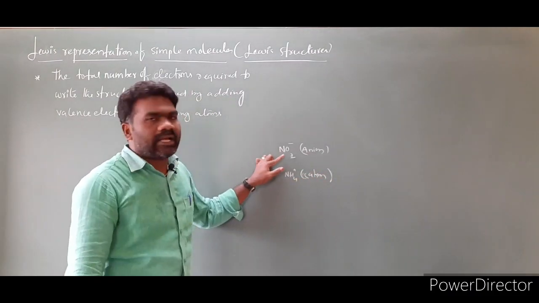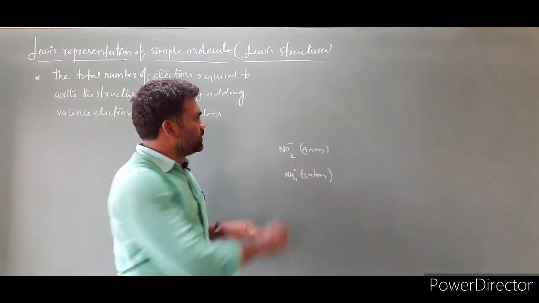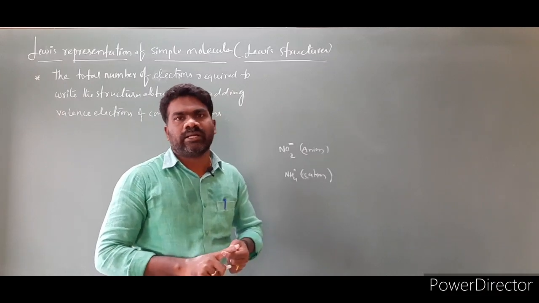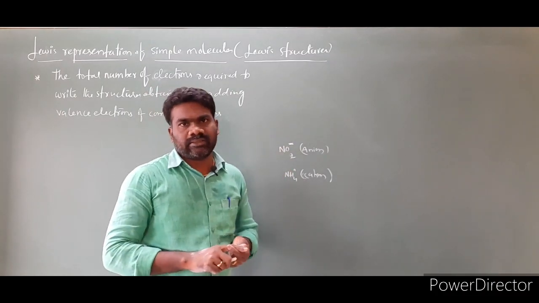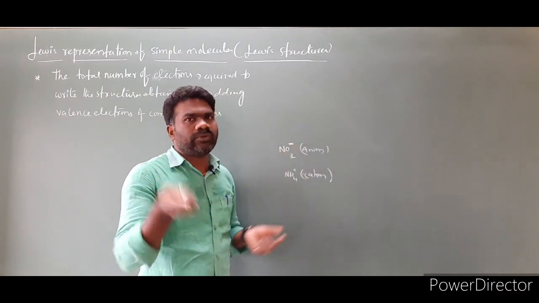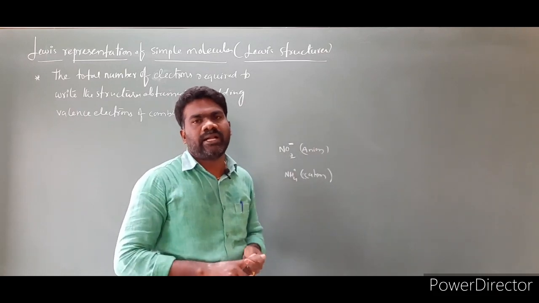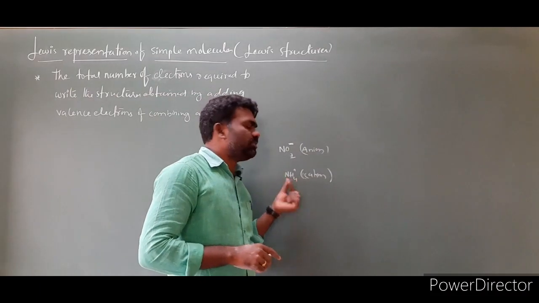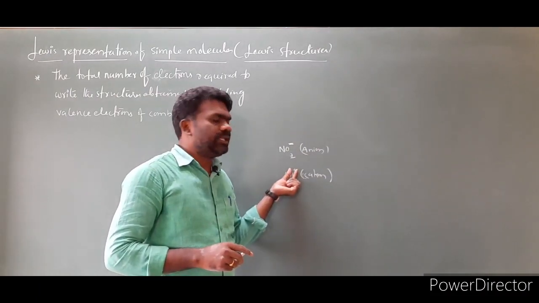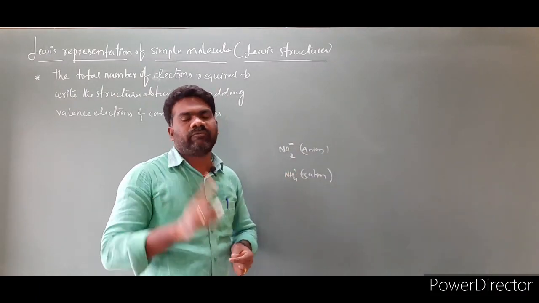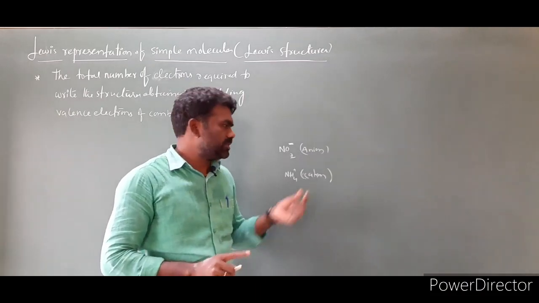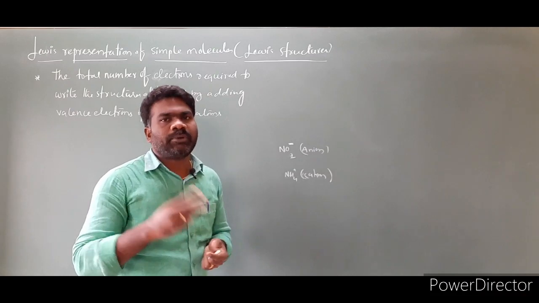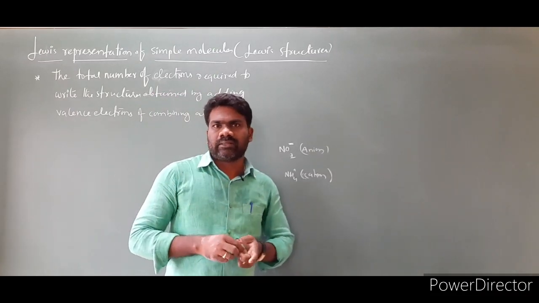So in the case of anion, each negative charge means we have to add one electron to the total number of valence electrons. Two negatives, we add two electrons. One negative, we add one electron. Three negatives, we add three electrons. Similarly, in the case of a positive ion, each positive charge means we have to subtract one electron from the total number of valence electrons. That means we remove one electron. Two positives, we remove two electrons. Three positives, we remove three electrons, and so on.